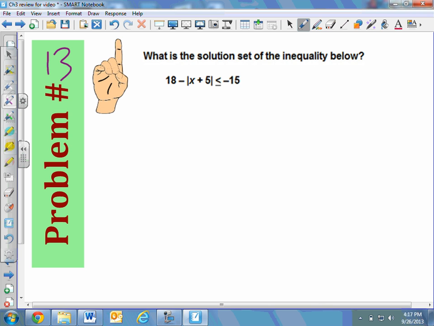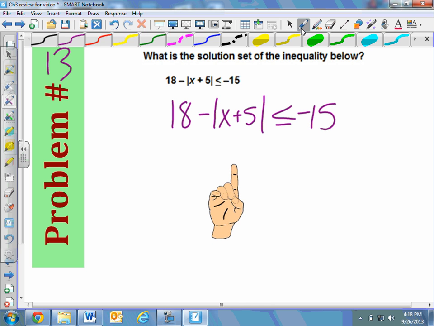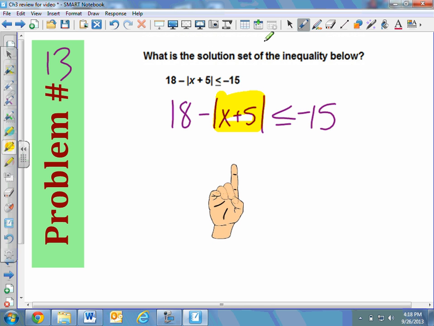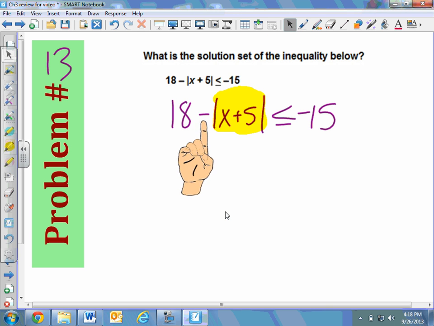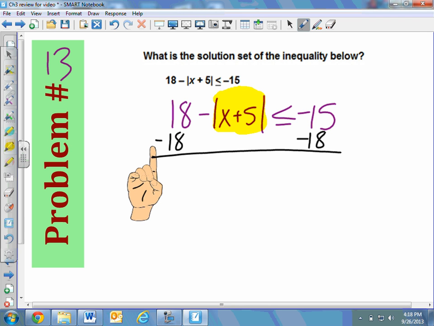13. All right, let's solve this. We got to isolate it, right? Let's isolate this. Get rid of this 18. Remember, we want this by itself. Let me highlight this real quick so you guys know I want this by itself, please. Okay, get rid of the 18. And the 18 isn't negative. This negative does not belong to this. The 18 over here is positive. So that's negative 18, negative 18.